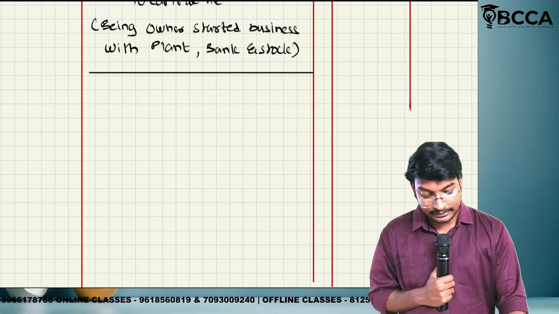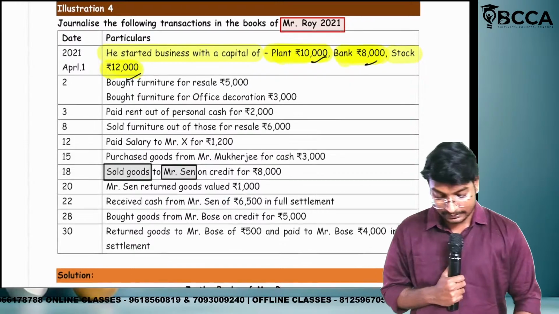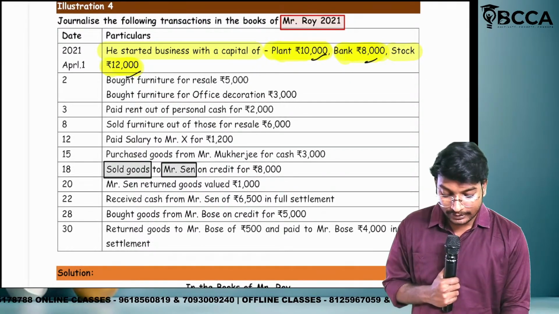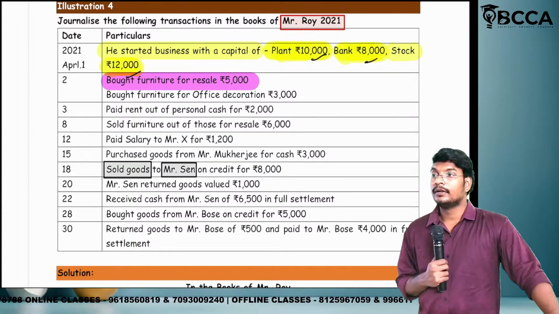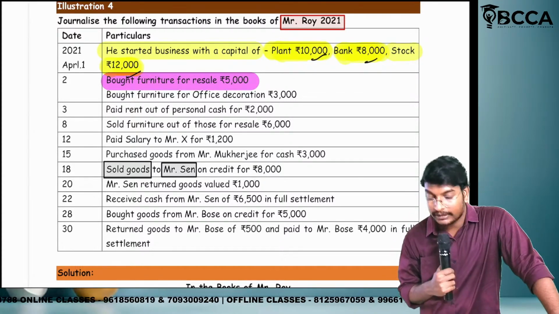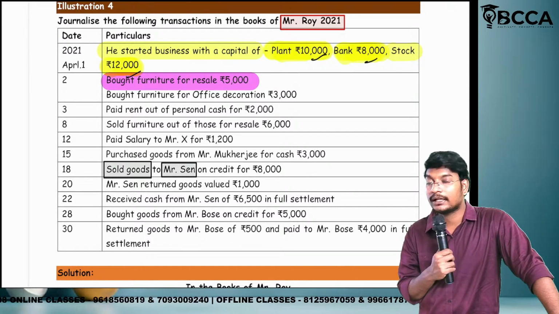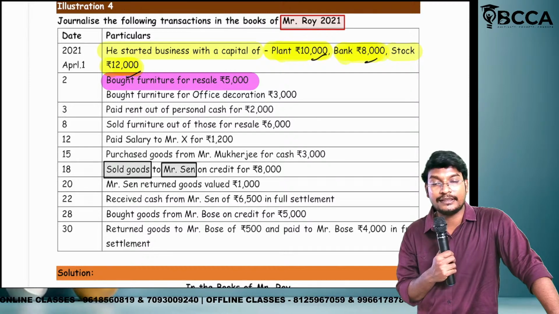So what is the next journal transaction they have given, ma? The next transaction is brought furniture for resale. That means what is the meaning of that one? Here the furniture is called as good, not asset. Because the ultimate objective is for resale, we have to treat the furniture as a good.